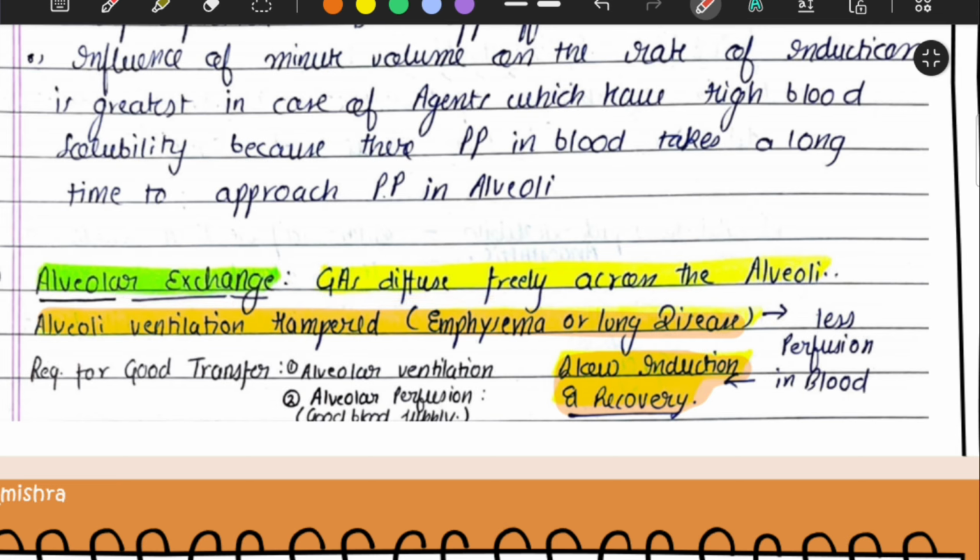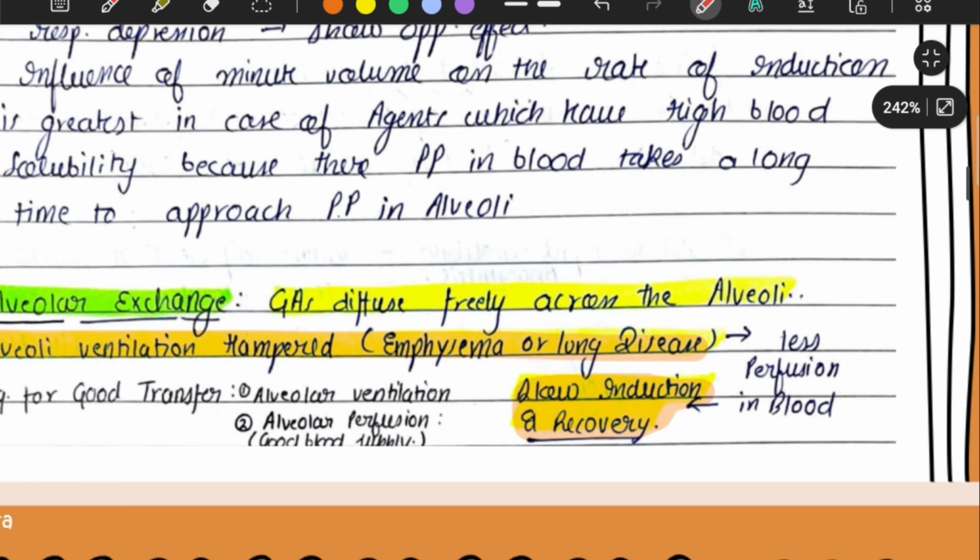Okay. Now, if there is any sort of disease like emphysema, pulmonary edema, or pneumonia, there would be less perfusion of the gaseous anesthesia into the blood. Correct. Obviously, if there is a barrier, will the gaseous anesthesia be able to cross that barrier? No, obviously. So there would be less perfusion of the gaseous anesthesia into the blood. So it will lead to slow induction as well as recovery, because during the recovery, the gaseous anesthesia will be transferring from the blood to the alveoli, right? So of course, when there is a condition like emphysema, the gaseous anesthesia will not be able to cross that barrier between the blood and your alveolar membrane.